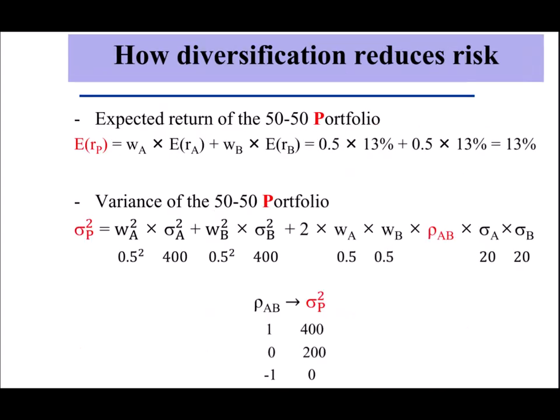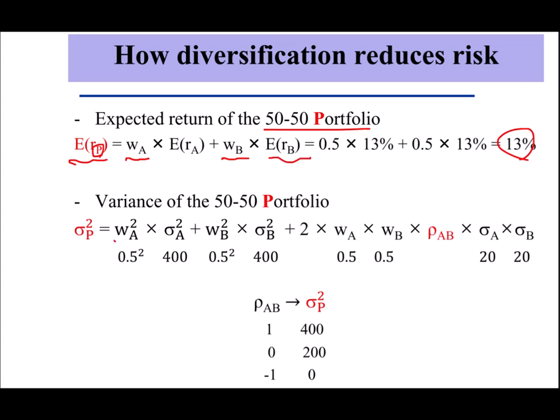What is the expected return of the 50-50 portfolio? So the expected return of RP, where P stands for portfolio, is the weight on RA, 50% times 13%, plus 50% times 13%, so 13%. What about the variance?